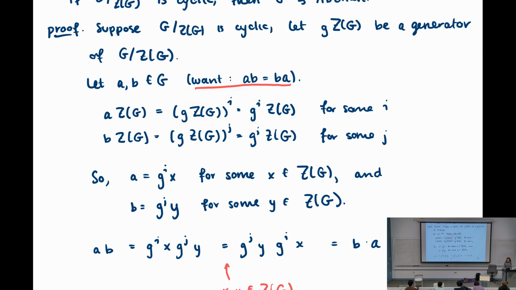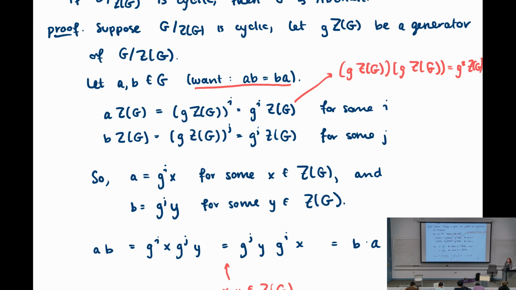Yeah, so I'll just write a little more here. So let's say I took gZ(G) times gZ(G). This is equal to g squared Z(G), just by how we define the multiplication in this group. Yeah. Other questions?